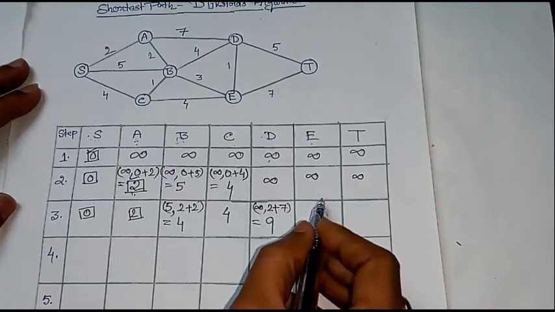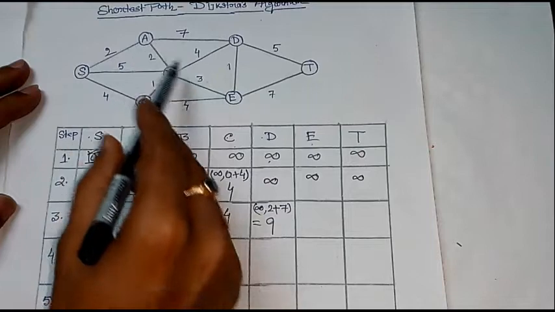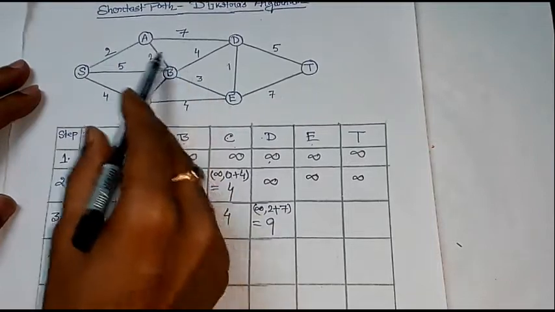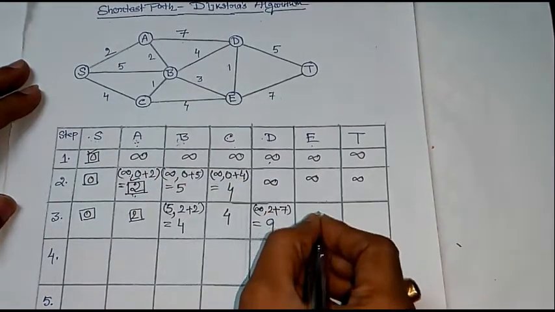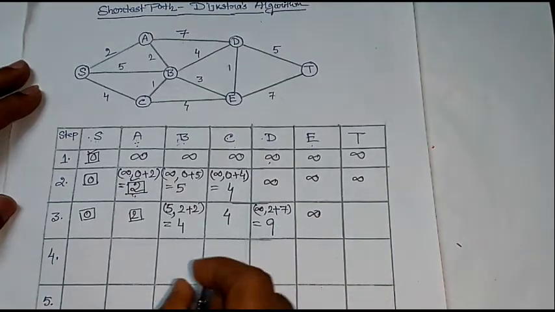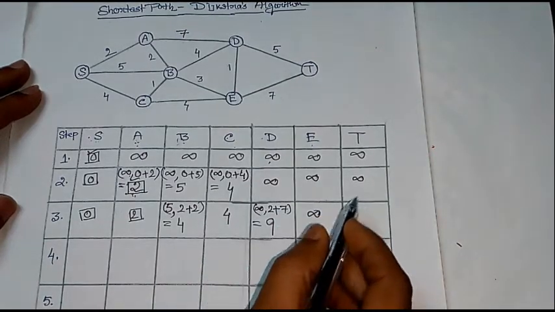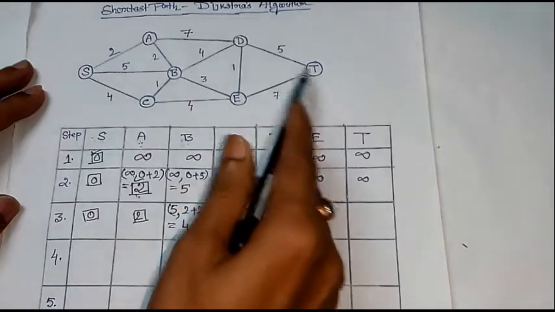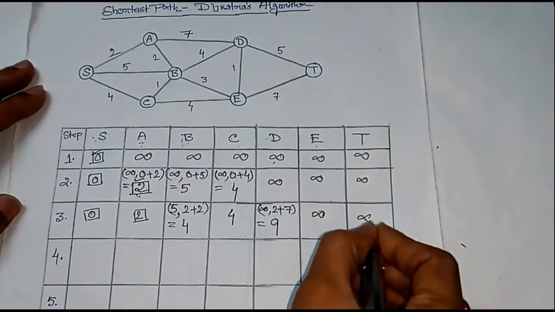Next, consider E. Here you see that A and E are not adjacent to each other, so you may simply put the previous value of E in this step. Finally, consider T. Similarly, T is not adjacent to A, hence we can put the previous value, infinity.